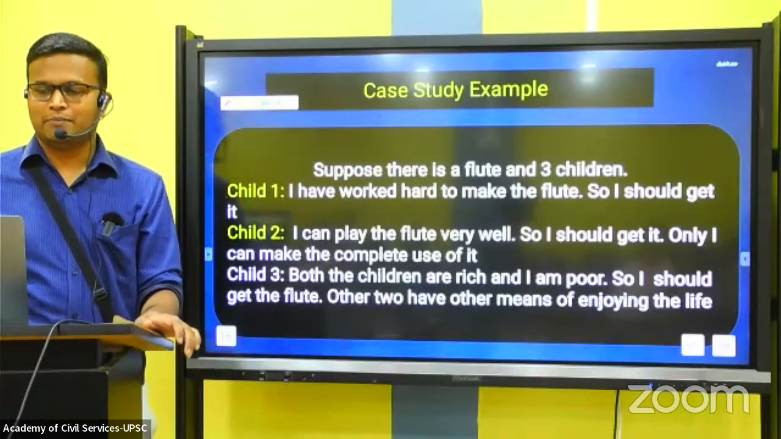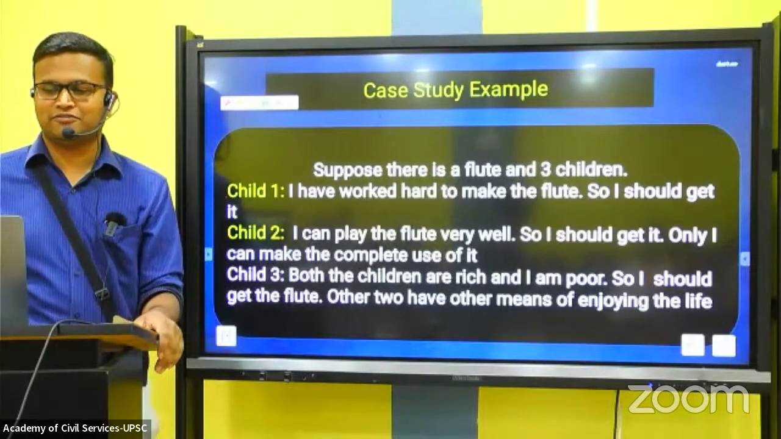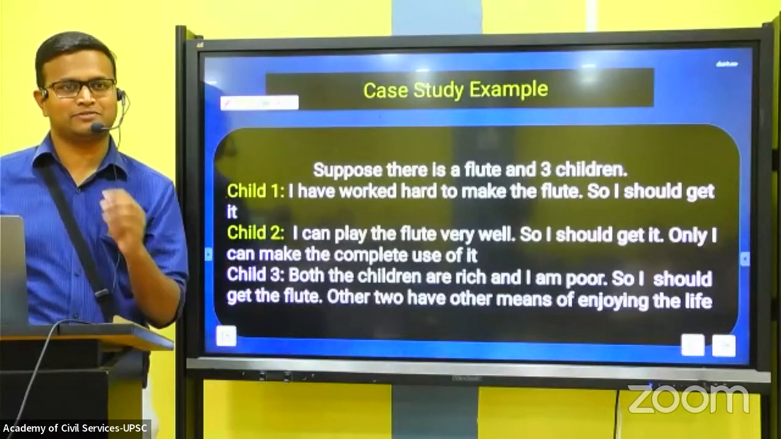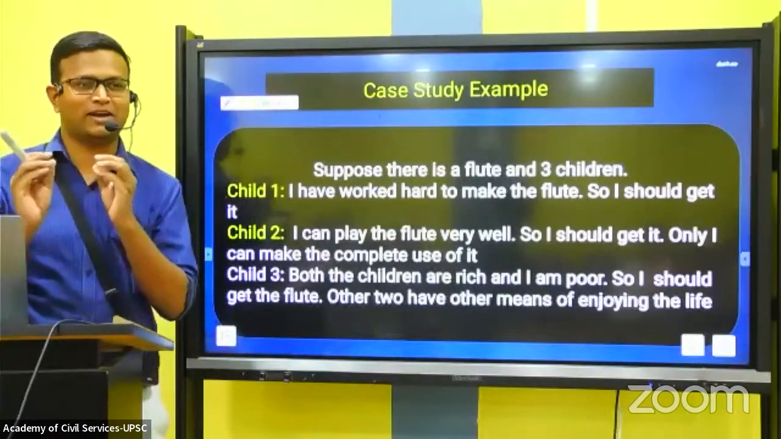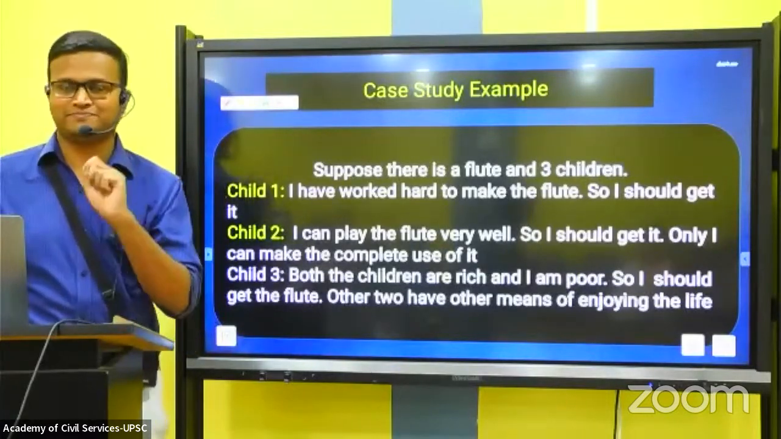Child 3 tells both children are rich. I am poor, so I should get the flute. Others have other means of enjoying life. I want some enjoyment. I'm a poor fellow, I don't have money. I should get it. The question is whom you should give it to.